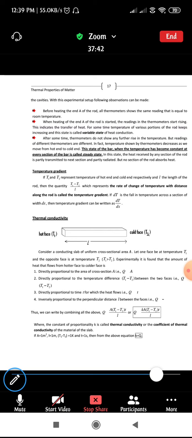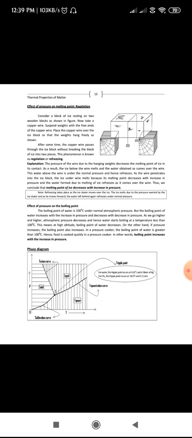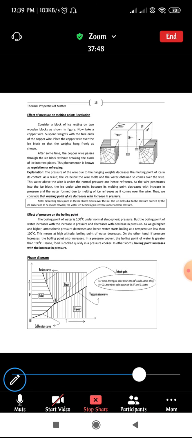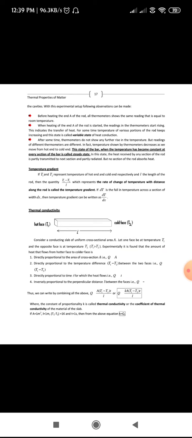Okay, fine. Now it's time for the assignment. Coming to this assignment part, just write the definition of triple point. Define triple point. Next, it is regarding thermal conductivity. Just practice this thermal conductivity, all the four points which I have written: directly proportional to A, directly proportional to T1 minus T2, directly proportional to t, inversely proportional to L.